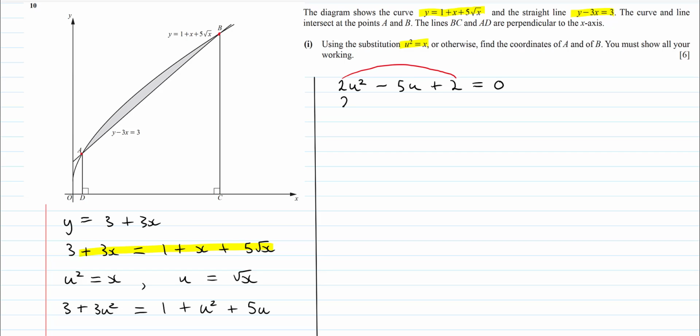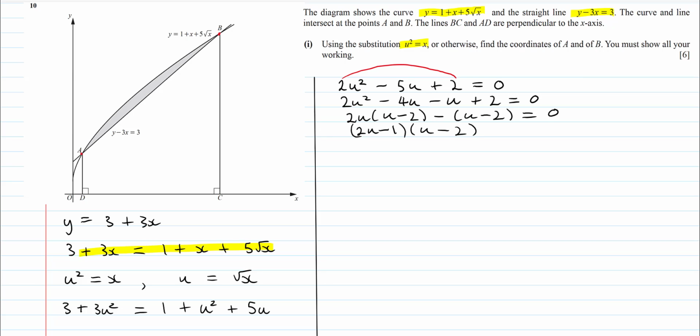So we can write our equation then as 2u squared minus 4u minus u plus 2 is equal to 0. So we get 2u brackets u minus 2 minus brackets u minus 2 is equal to 0. And then factorizing that left hand side fully, we're going to get 2u minus 1 all in brackets times u minus 2, and that is equal to 0. So that means then that we either have 2u minus 1 equal to 0 or u minus 2 equal to 0.